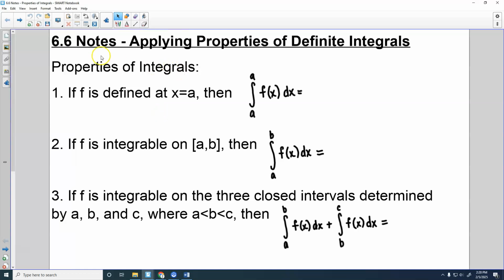Okay, so properties of integrals. The first one that we have is that if f is defined at x equals a, then the integral from a to a of f of x dx equals, what is that going to be if we take an integral from some number to that same number? It's going to be 0. We had that the other day with our -1 on that graph. So we would get 0 there for that.